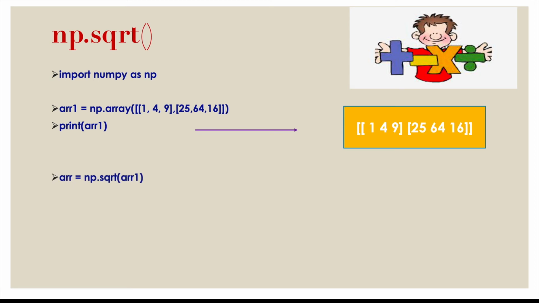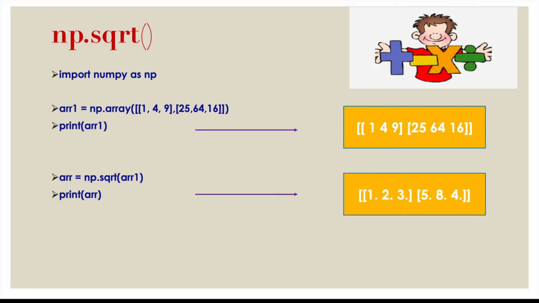Now, if we want to find out the square root of each of the elements of the array, we call the np.sqrt function and pass array 1 to it as an argument. So here you can see the square root values of each of the elements of array 1.